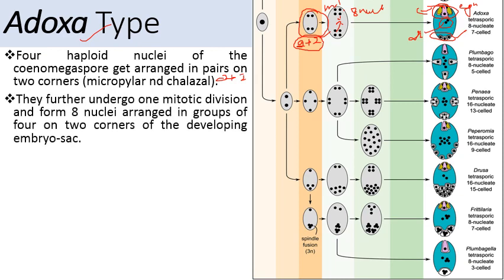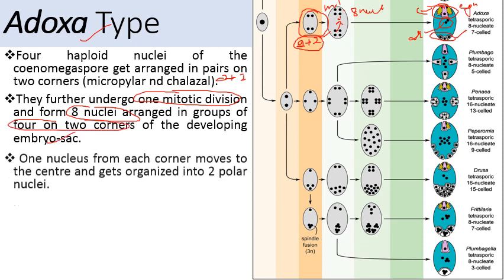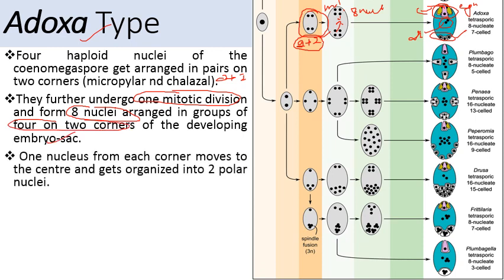They further undergo one mitotic division. एक mitotic division होता है इसमें, that will result in formation of 8 nuclei. They are arranged in groups of 4 on 2 corners of the developing embryo sac. One nucleus from each corner moves to the center. एक nucleus दोनों end से move करेगा towards center and get organized into 2 polar nuclei, और 2 polar nuclei arranged होते हैं in the central cell that we can see in this image.